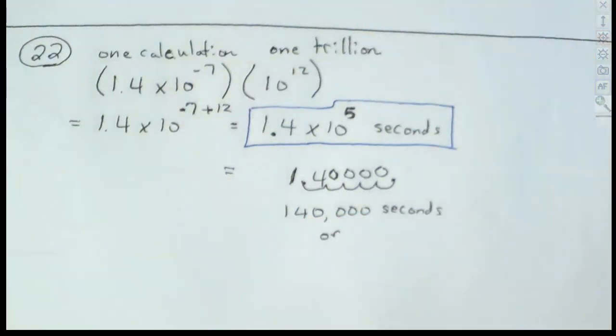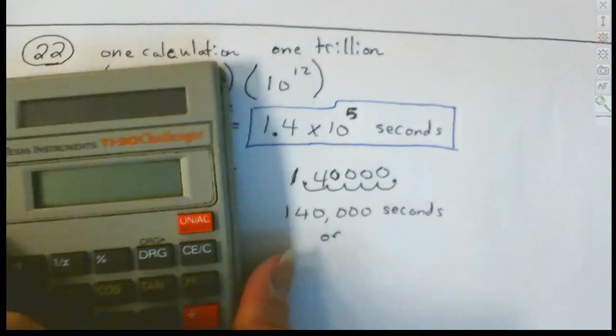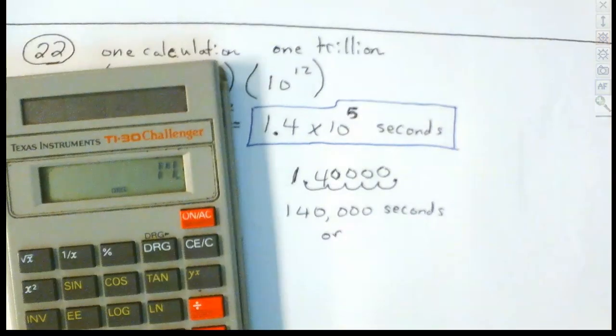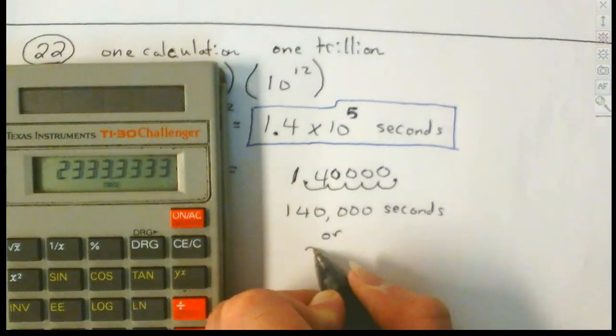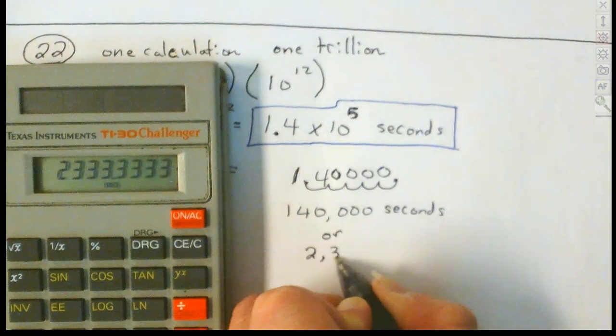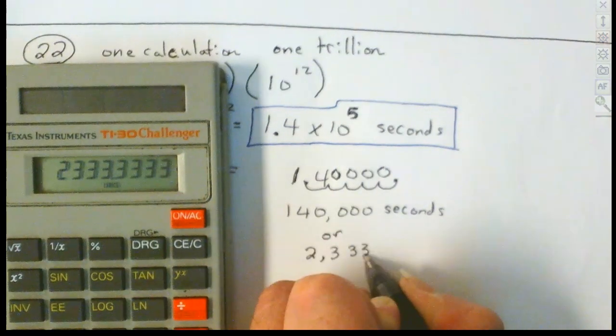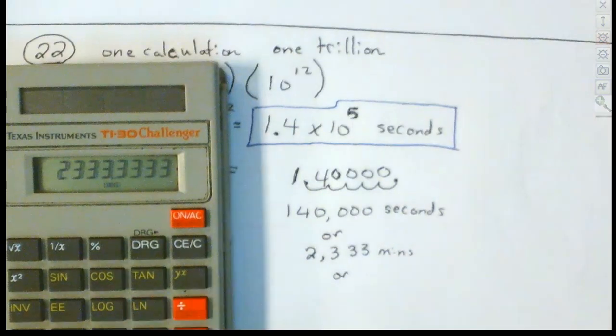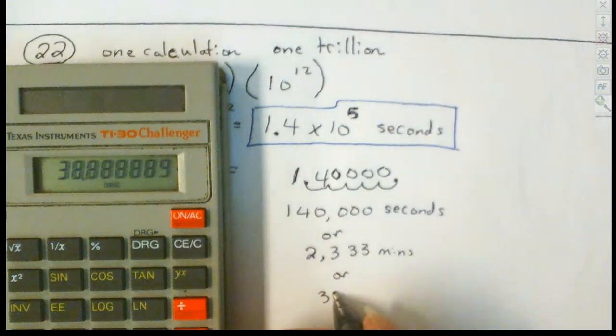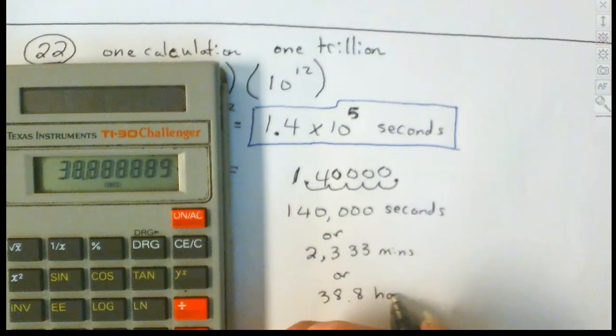Okay, if we go ahead and just divide that by 60, it's going to take a little bit of time. We knew it was going to take some time. We knew it was not going to be instantaneous. And if we divide that by 60, for the 60 seconds in a minute, right, we get about 2,333 minutes. Or about, what if we divide that by 60 again, 60 minutes an hour, or about 38.8 hours. So it's going to take some time.